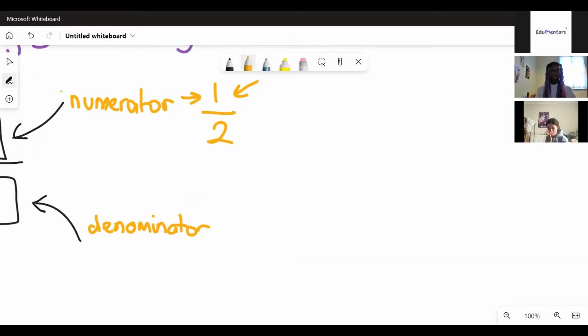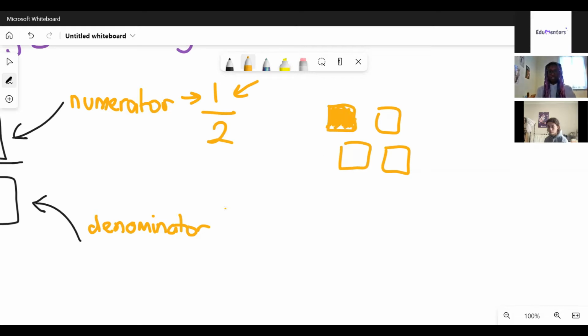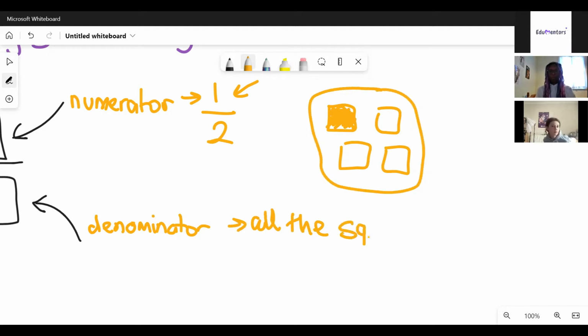So you know the denominator. Say if I draw a bunch of squares right now, and I shade one in. The denominator represents all the squares, if this is our group, while the numerator suggests the ones that you're focusing on. So say we're focusing on the shaded one, the numerator would be the shaded squares.